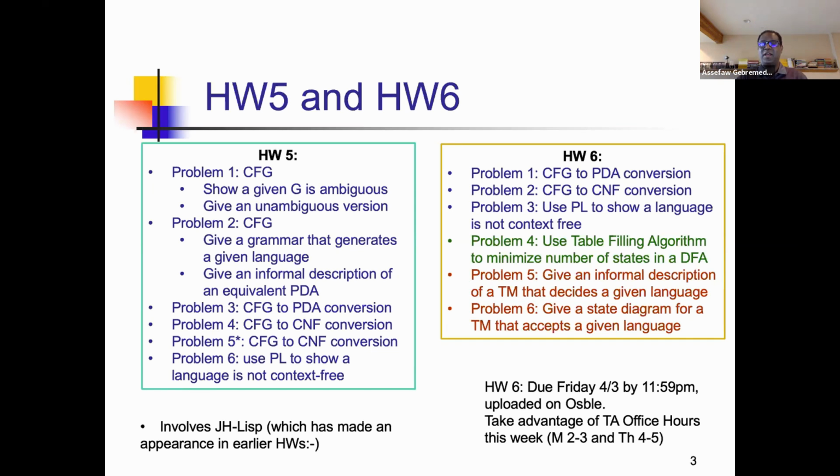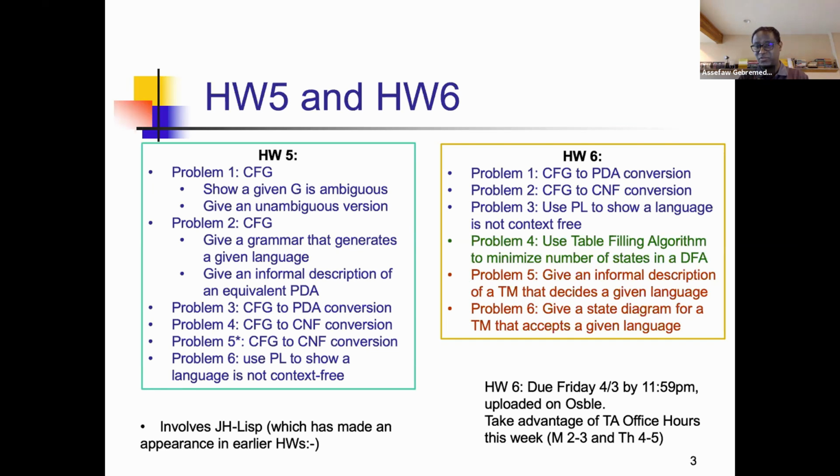Problem 4, as I mentioned last time, had to do with the table filling algorithm to minimize the number of states in a DFA. And the last 2 problems of homework 5 are the subject that we've been discussing since we have begun having to do things online. And so there is a problem that would ask you to give an informal description for a Turing machine that decides a given language, and there is a problem that asks you to go a little bit deeper and draw a state diagram for that Turing machine that accepts a given language.